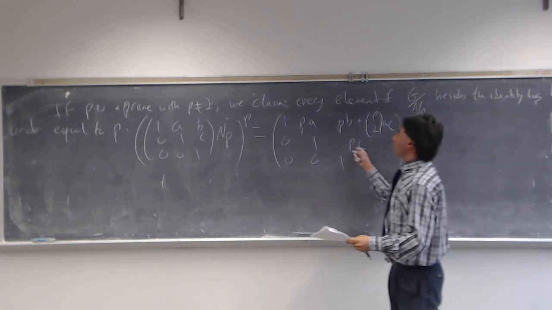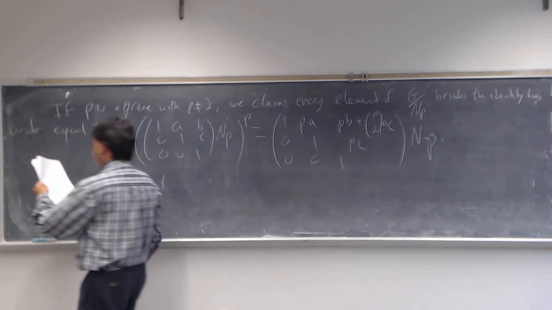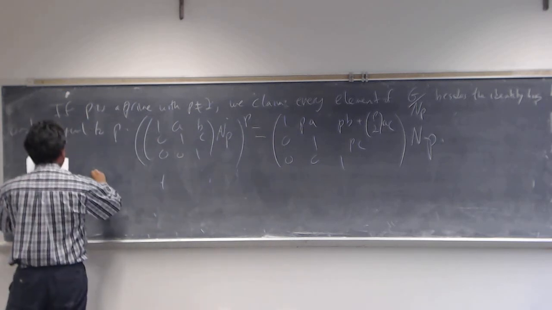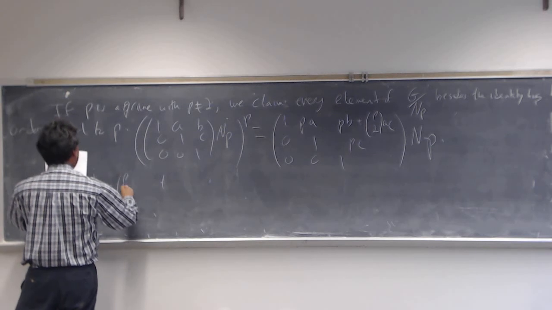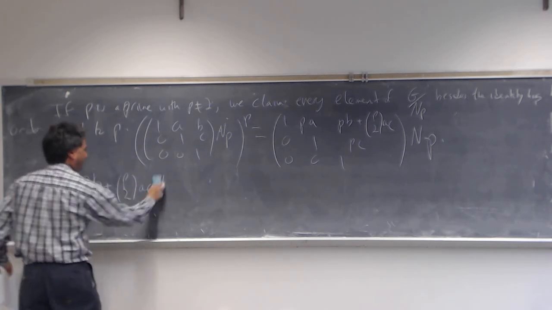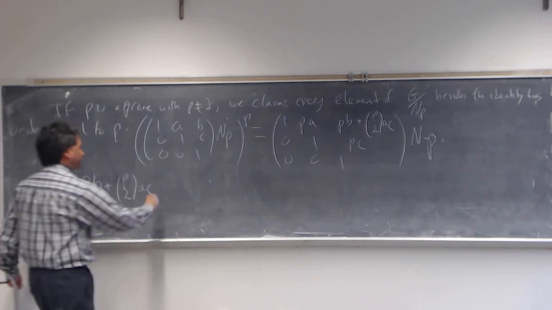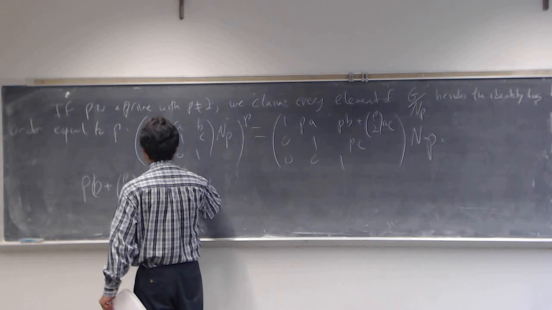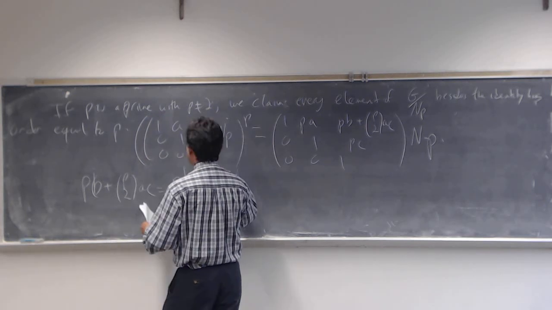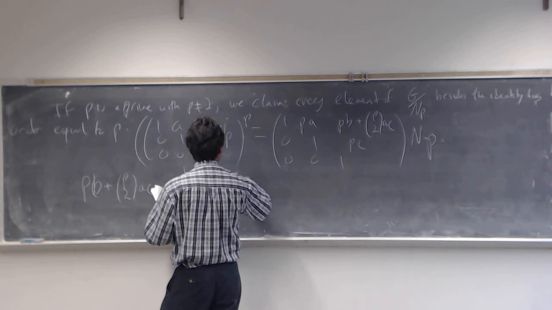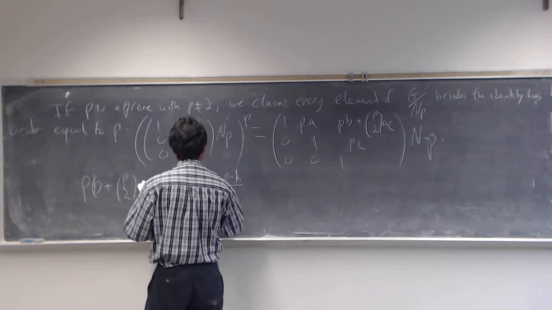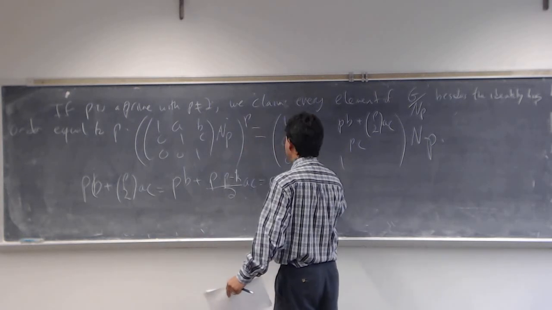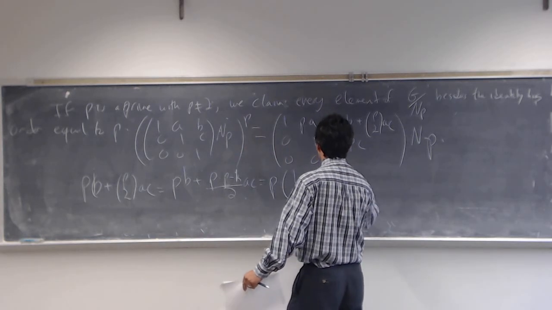Well, certainly this is divisible by p, this is divisible by p. What do we have here? pb plus p choose 2 times ac. Sorry, p choose 2 is just equal to pb plus p times p minus 1 over 2 times ac. So I pull out p, b plus p minus 1 over 2 times ac.